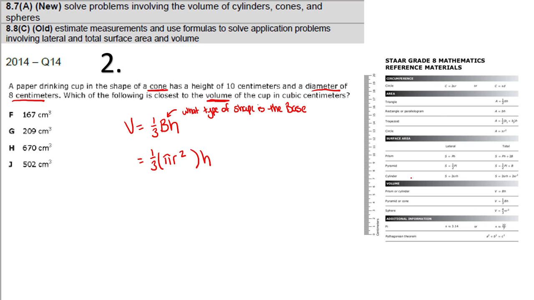Okay, next we got to figure out what is r in our problem. The only thing we're given is the diameter. Diameter is the whole thing, so the radius is half of the diameter. So we need to take that 8, divide by 2. That's how we're going to find half of it, and that is 4. Alright, we have everything we need to finish this question.